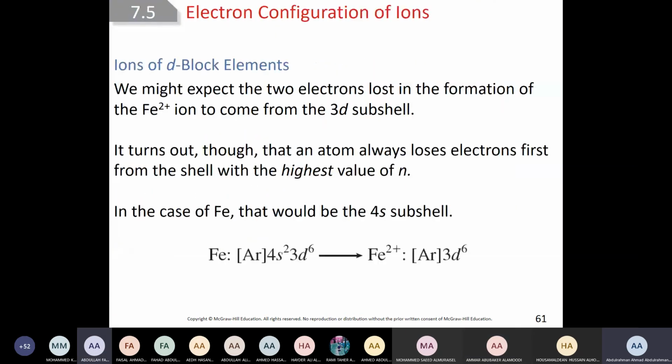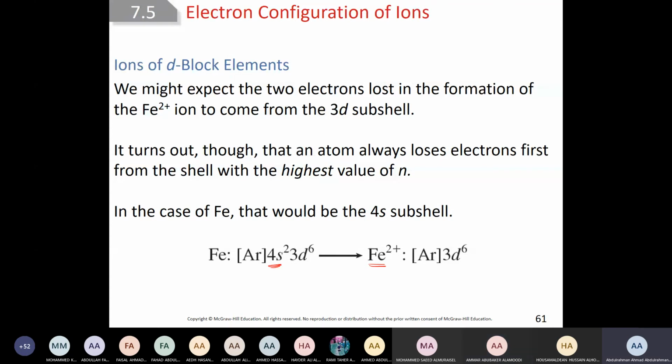Last thing I want to talk about today, before we go: when you have a transition metal, like Fe, what's the structure of Fe? It's argon, 4s2, 3d6. Clear? When you take the electrons to make the ion, you take them from s, not from d. So Fe2 plus becomes argon 3d6. Is this clear? It's just for the transition metals. Just for transition elements, exactly.